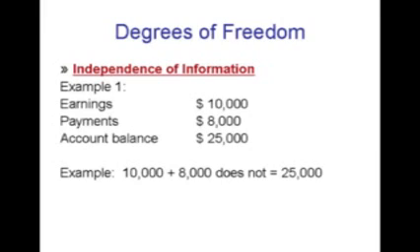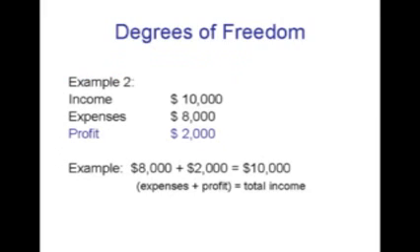Our bank account balance does not depend on our earnings and payments. These three pieces of information are therefore said to be independent. There are 3 degrees of freedom. Now in this example, if we know any 2 of these pieces of information, the third item can be determined. Instead of having 3 independent pieces of information, we now have 2. In other words, the degrees of freedom is 3 minus 1, or 2.